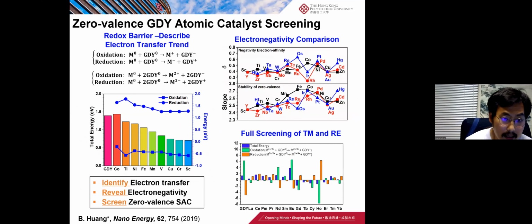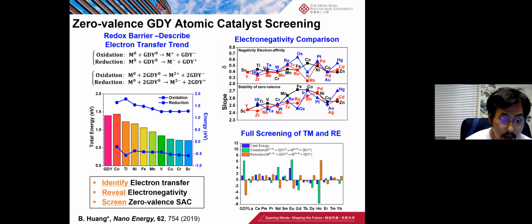For all atomic catalysts, the ambiguous valence states of single metal sites are a significant challenge. Therefore, the zero valence, or the capability of maintaining that zero valence, of catalysts has become the research focus of many scientists. However, only a few specific transition metals have been studied so far. To address this challenge, we propose a new parameter, the redox barrier, to screen the zero valence of SAC.